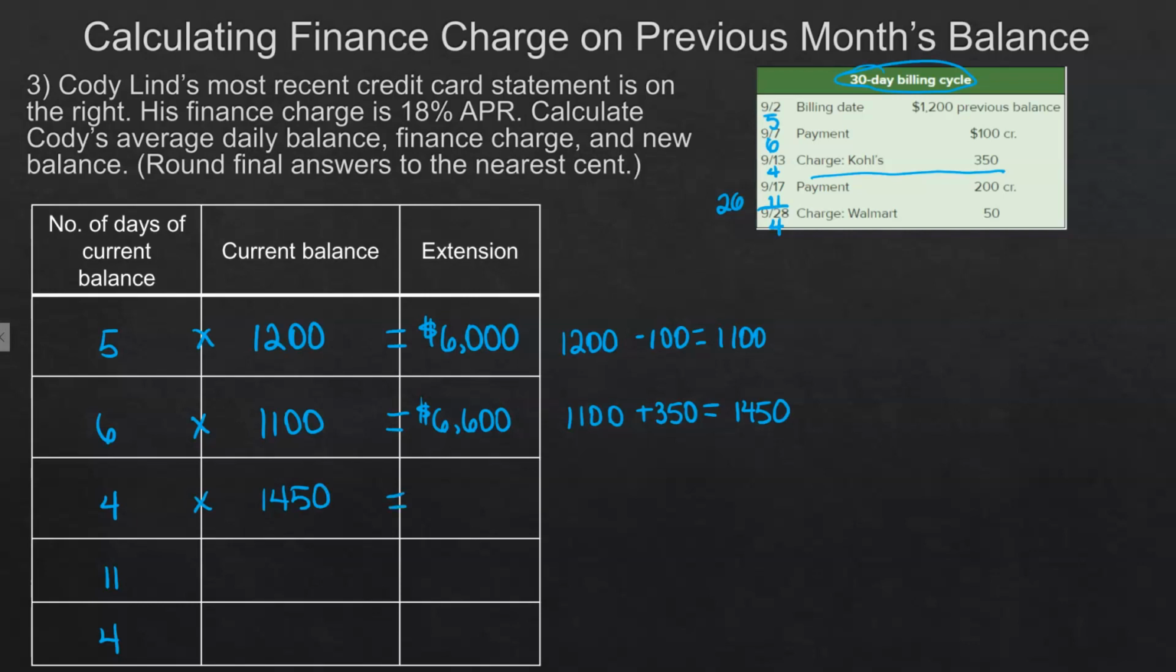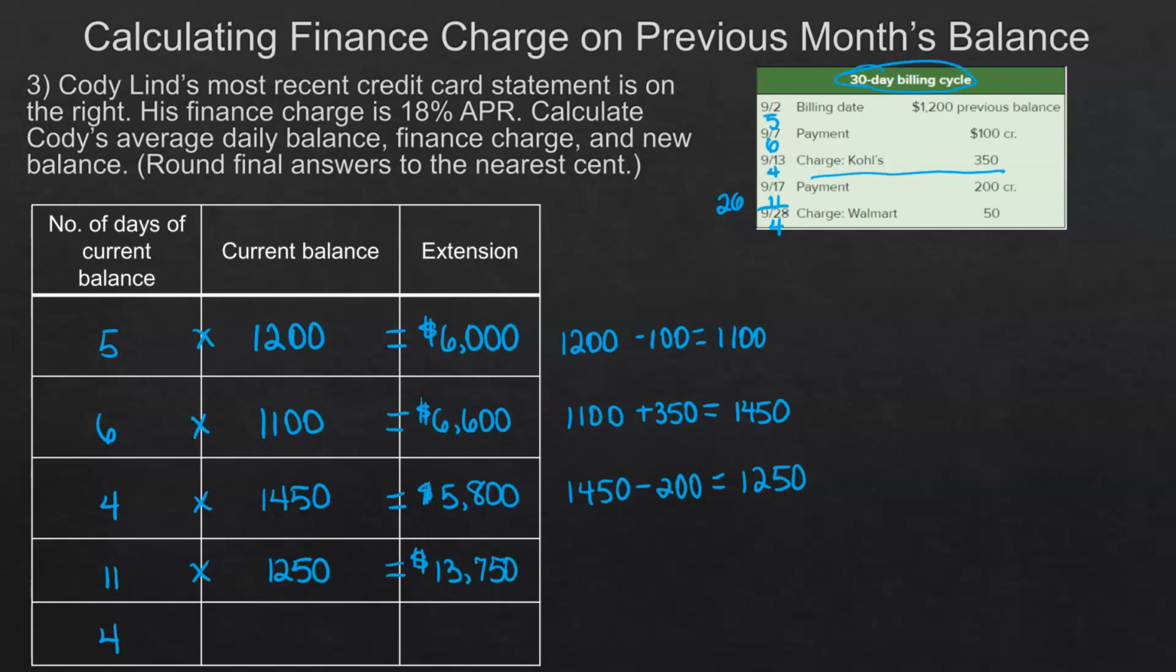Multiply those numbers. So you can see that the actual calculations are not that bad, but it just takes some time. Next one, we take the 1,450 and what's happening here. So we have a credit of 200, which means we paid some money. So we're down to 1,250 there. So it was a balance of 1,250 for 11 days. Nothing changed in 11 days. And that is 13,750.